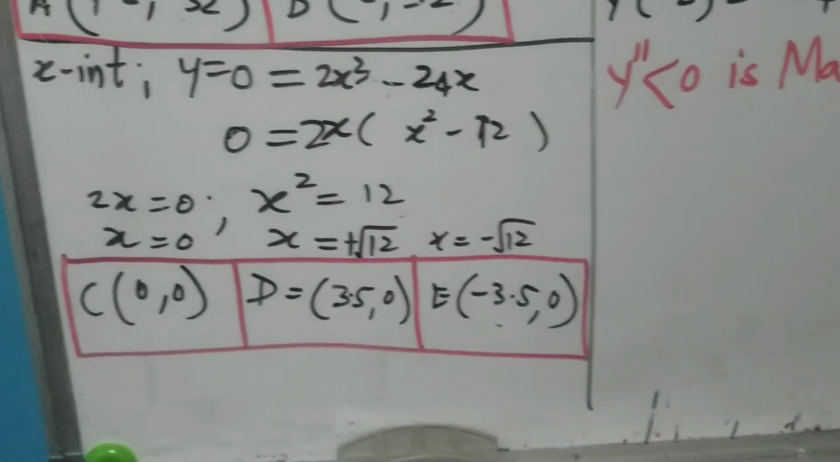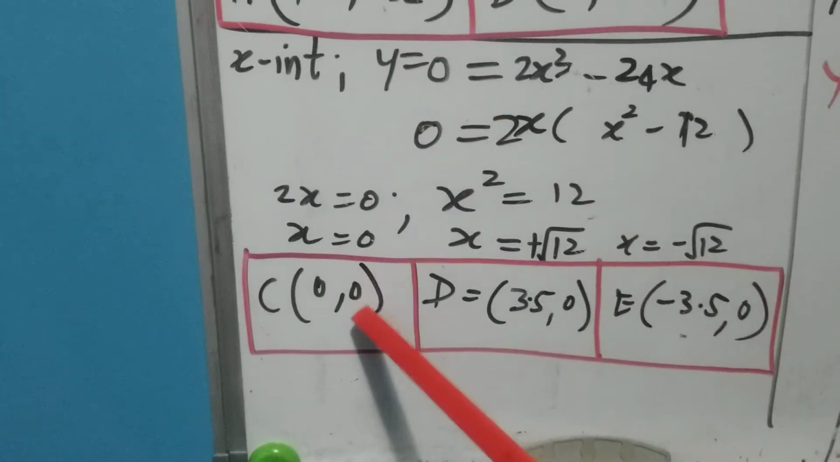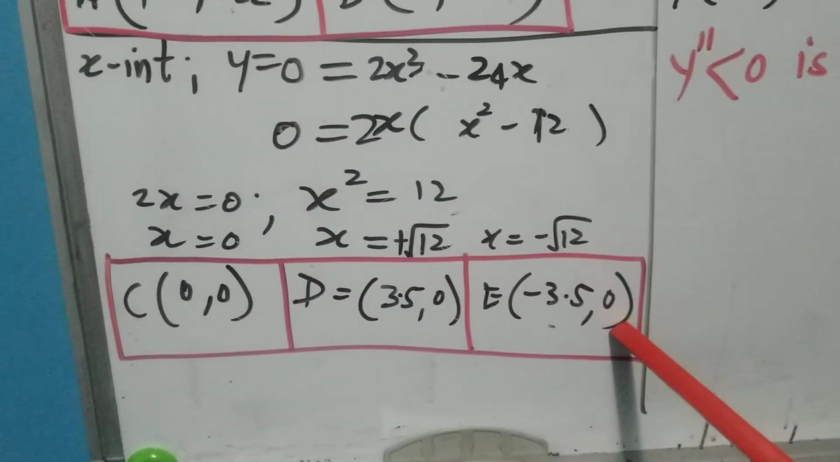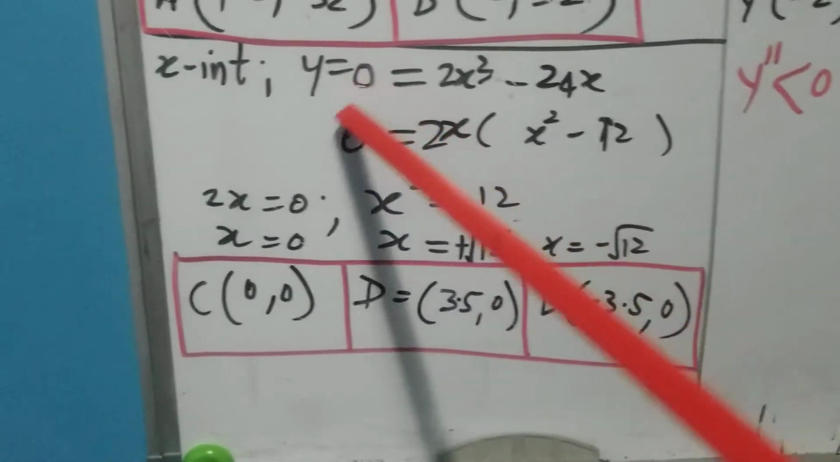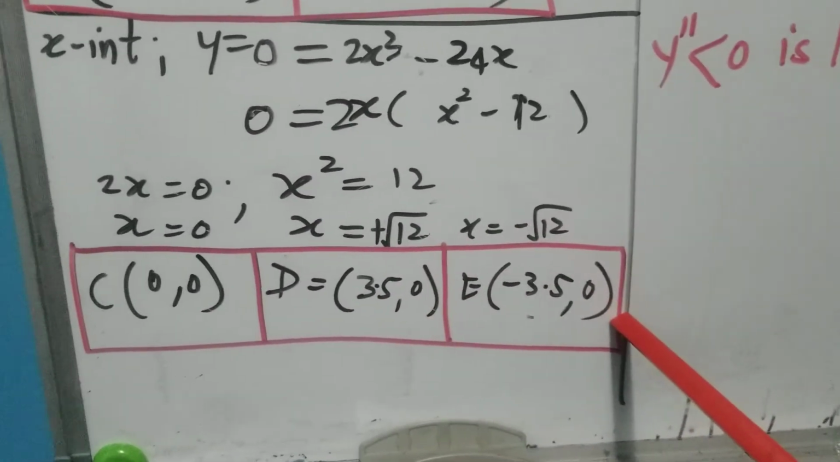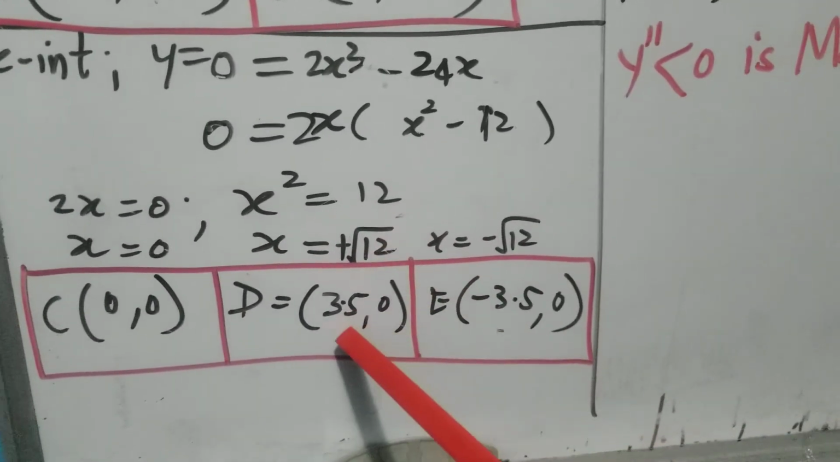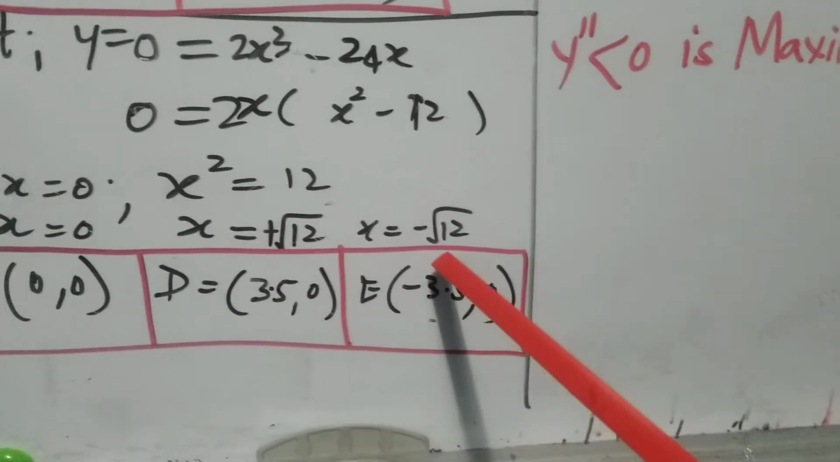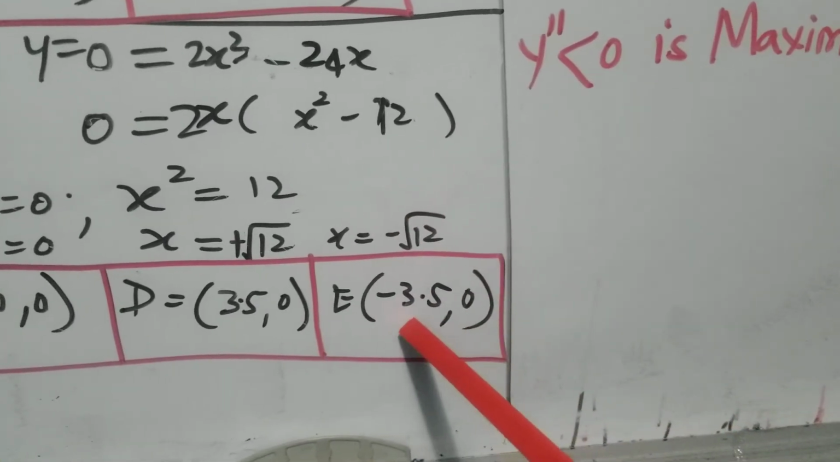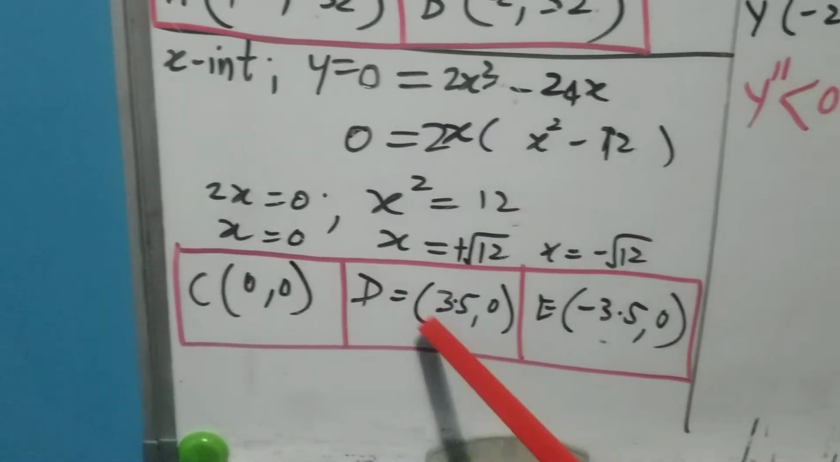So the y value of all these 3 points is 0. The x values are 0, square root of 12, which is 3.5, around there, and negative square root of 12, which is negative 3.5. So we have the other 3 points needed to sketch the curve.